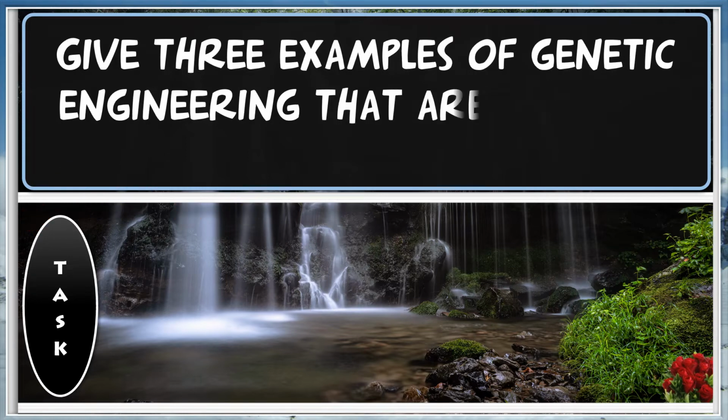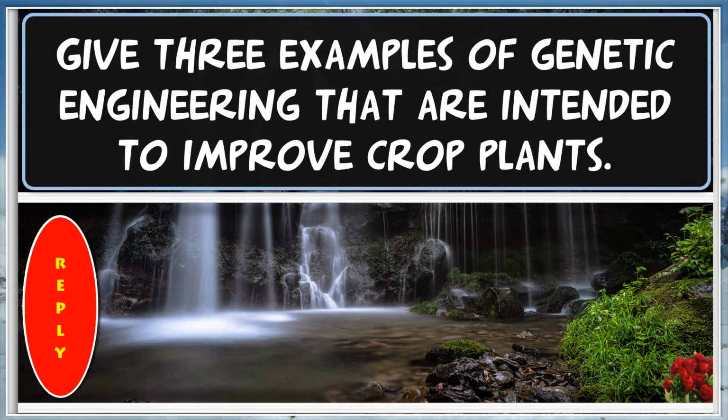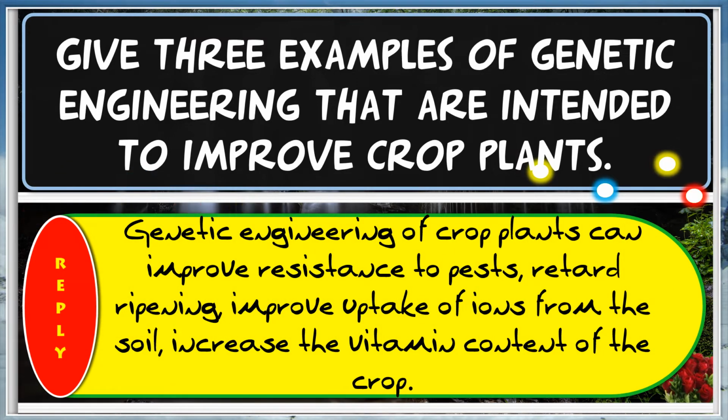Give 3 examples of genetic engineering that are intended to improve crop plants. Genetic engineering of crop plants can improve resistance to pests, retard ripening, improve uptake of ions from the soil, and increase the vitamin content of the crop.